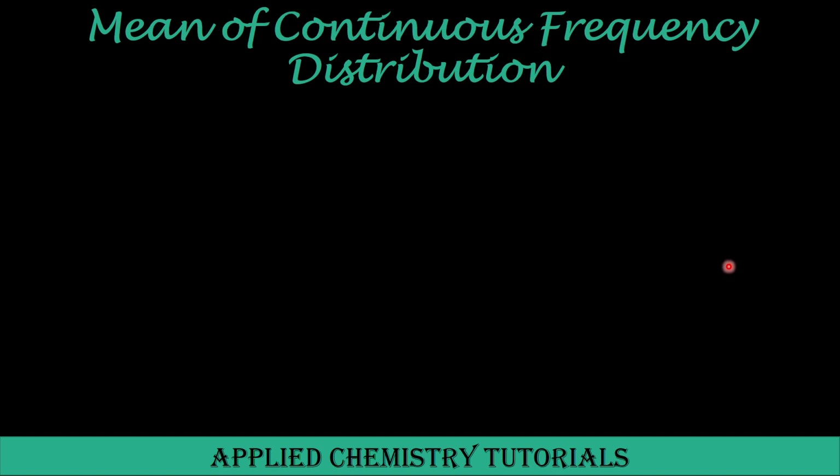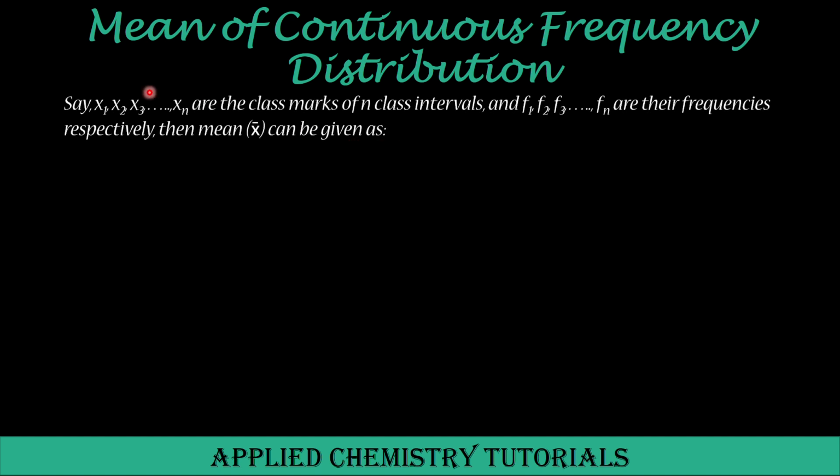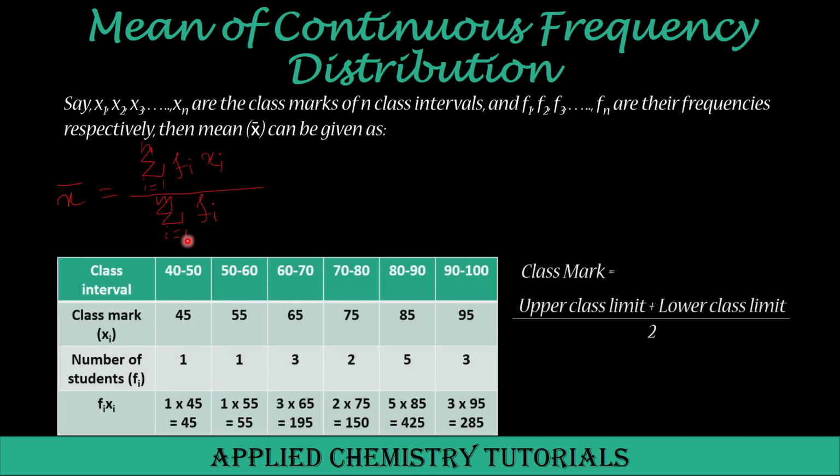So now let's talk about the mean of a continuous frequency distribution. Here, say x1, x2, x3 up to xn are the class marks of n class intervals, and f1, f2, f3, fn are their frequencies respectively. Then the mean x bar can be given by a similar formula: x bar equals the summation of fi xi from i equals 1 to n, divided by the summation of fi from i equals 1 to n.